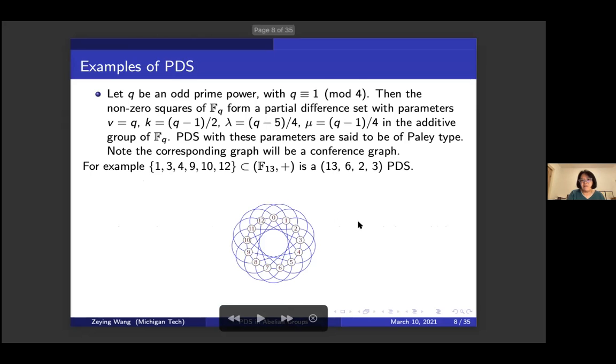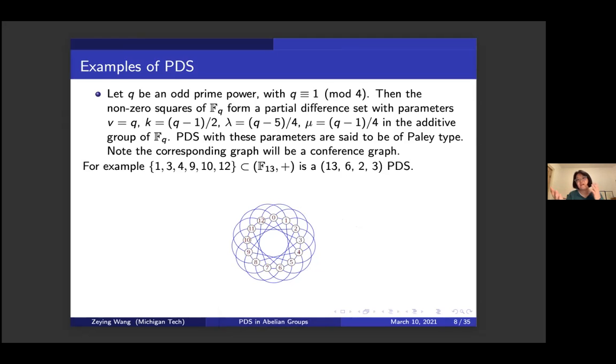So now I'll give you a well-known example. This is called a Paley type partial difference set. Suppose Q is a prime power and Q is congruent to 1 modulo 4. Then we know there must be a finite field of order Q. What you do is you take the non-zero squares from the multiplicative group, and that's your partial difference set. And that partial difference set is in the additive group of the finite field.